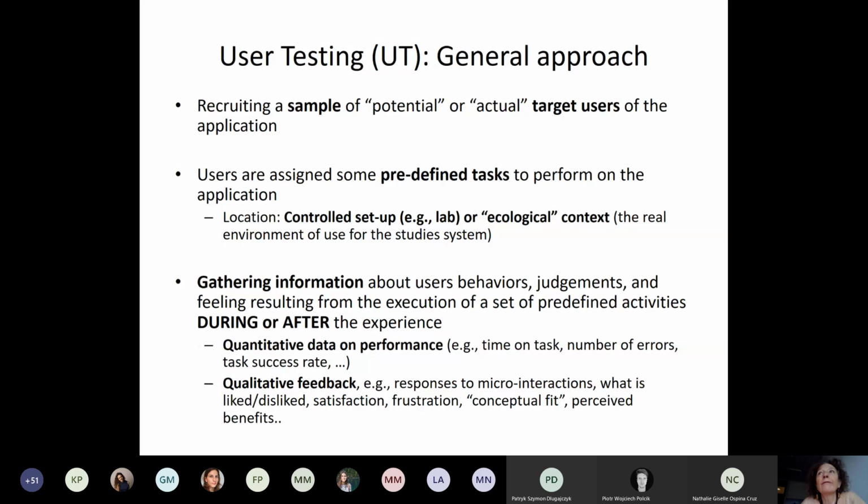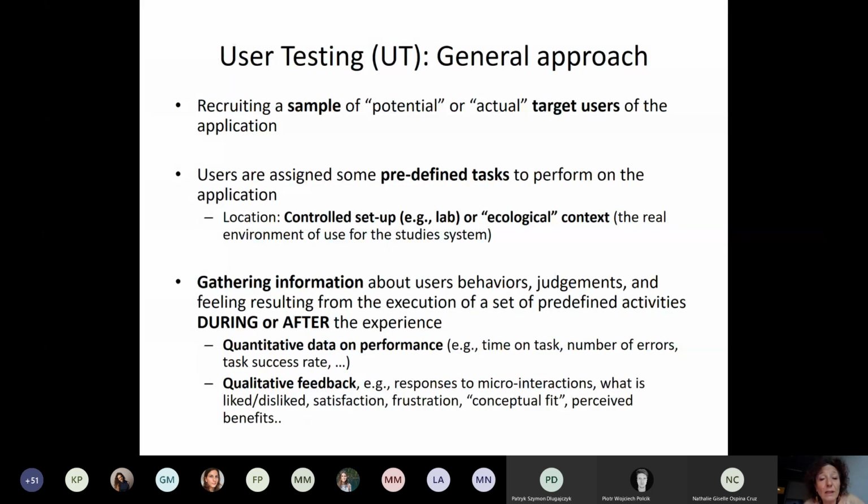If you take something for the general public, you have to define clearly the segment of your sample, the profile of your sample, so that you get comparable results that are not too much biased by the heterogeneity of the sample. Then recruit, find people, assign them some predefined task, define where you want to do it.